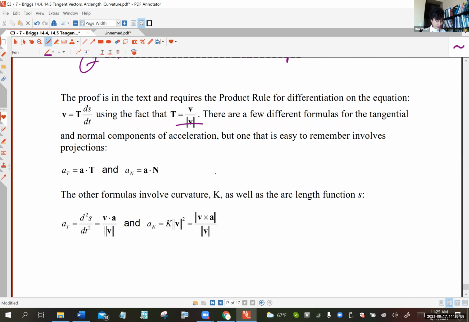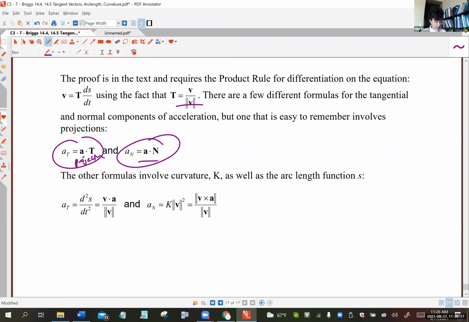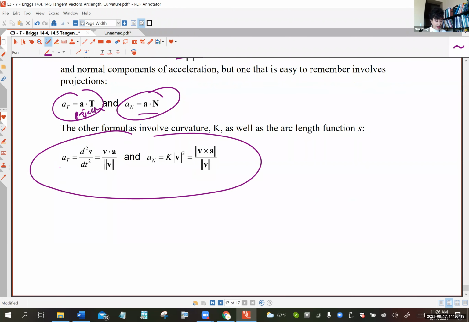I don't want you to worry too much, but a sub t can also be found by taking a dot product of your acceleration vector with your unit tangent vector. There's another important reason why dot product's important. This is basically a projection. And the normal component can be found by taking the dot product of A with N. There's other formulas to get a sub t and a sub n that are out there. And the most important thing that I want you to know is you may see these in the future, and so it's good to know they're out there. Okay. So that concludes chapter 14. Congratulations.